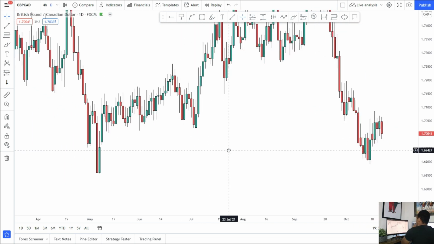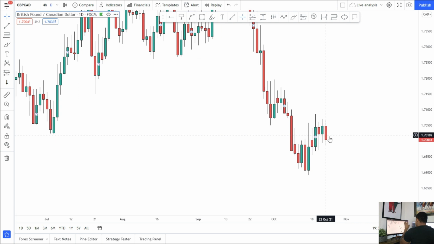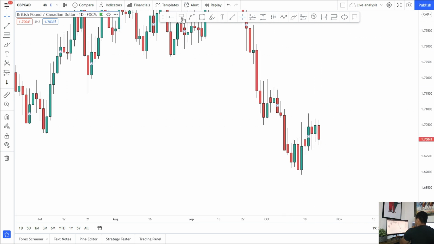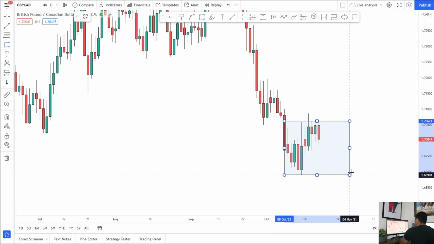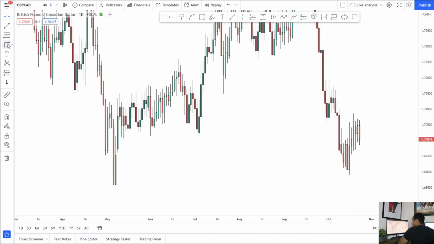Okay, so next up we've got pound CAD. Pound CAD, as you can see, is still overall a bearish market. Not too much this week, or the past 2 weeks really. Price is a little bit choppy here, but we're still expecting to see a move to the downside for pound CAD.